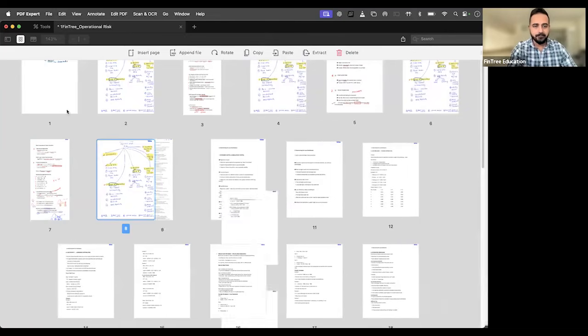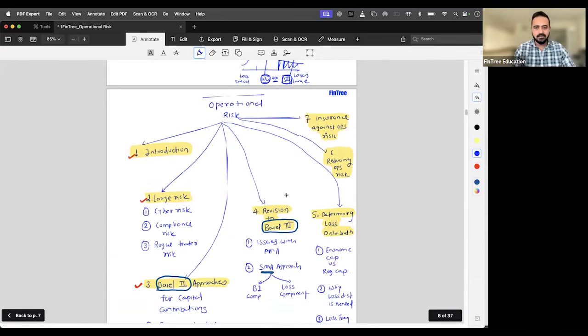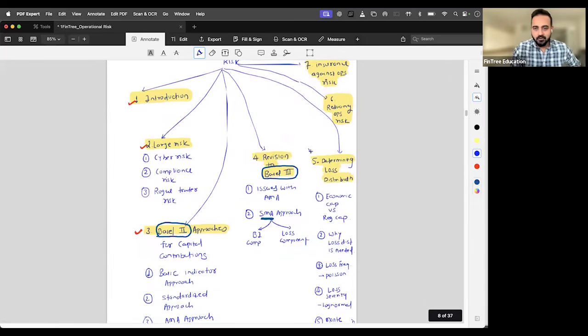We've completed how many sections? 3 sections of the reading. Remember, total 7 sections. Biggest time will be consumed at section number 5. All right, so I hope you're with me.